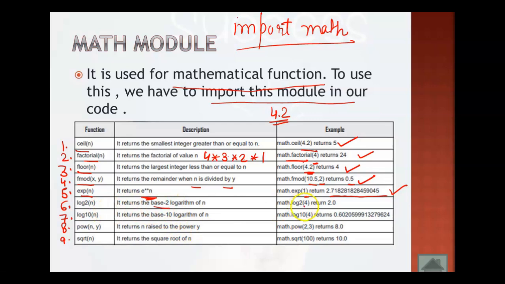For base 2 you will write Math.log2 and the value. Okay, so whatever the value is coming with respect to the table, and this is for base 10. So we have base 10 of 4 and this is the output.